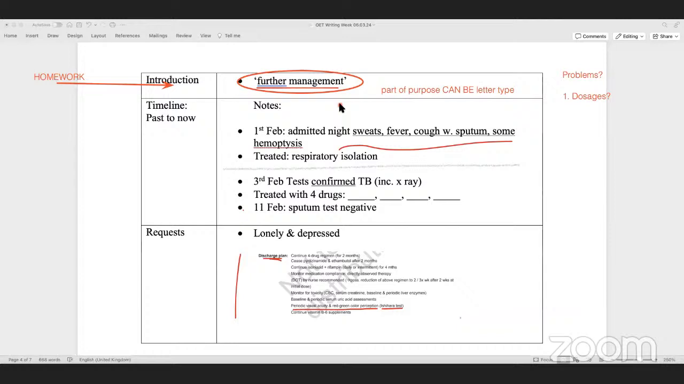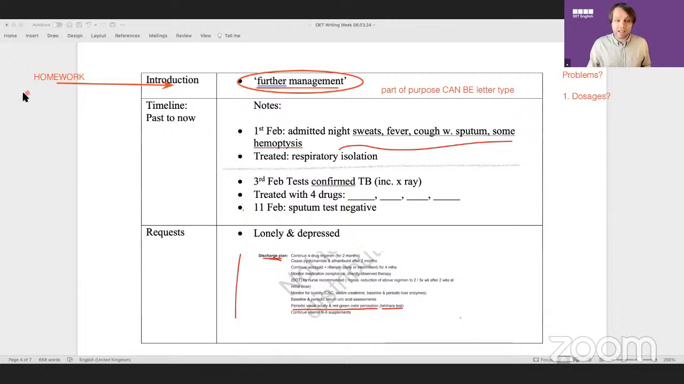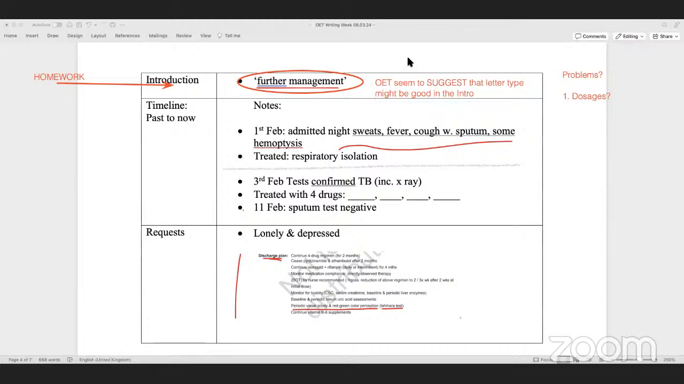Alan, if you put it in the request paragraph, it's not as important. I think probably it will be okay if you put it here. Obviously, it's in discharge as well. I can show you the documentation where they mention this, Najibullah. It's not that clear, but they do. Let me put it this way: OET seem to suggest in their writing guide that letter type might be good in the intro. Okay? So that's it. We don't know 100%, but it's a very, very good question, Hamza.